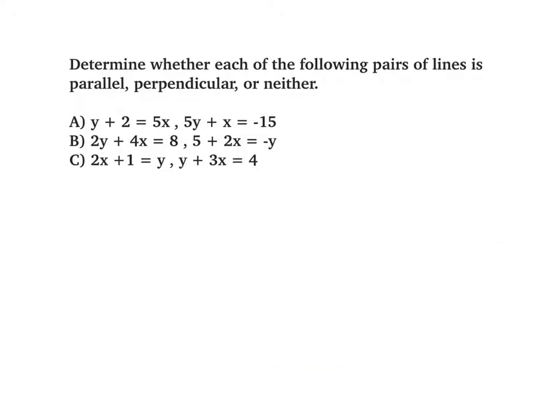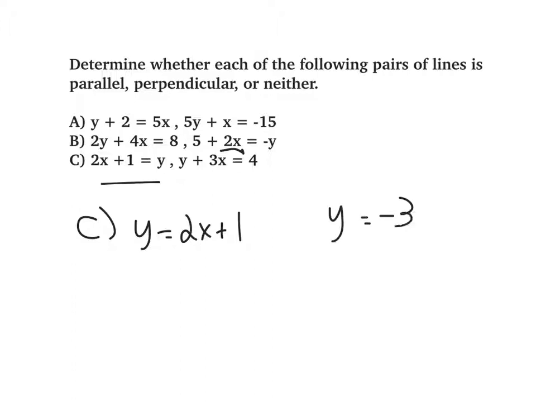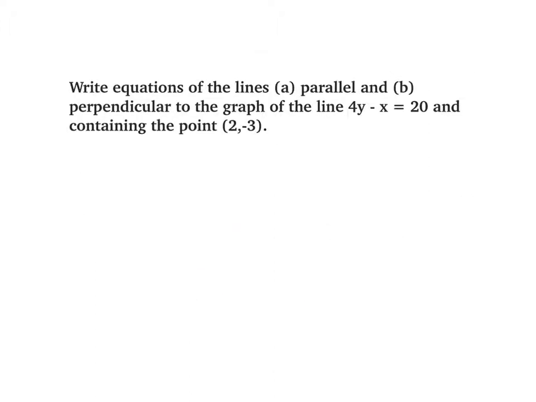Part C, the good thing about part C is the first equation is already in slope-intercept form, y equals 2x plus 1. The second one, all I have to do is move the 3x over. Now we get negative 3x plus 4. Compare the slopes, that's 2, that's negative 3. The slopes are different. They're not opposite reciprocals, which means they are neither parallel nor perpendicular.